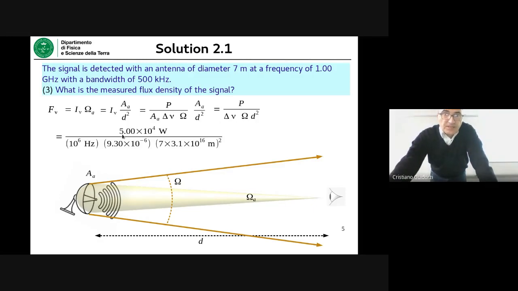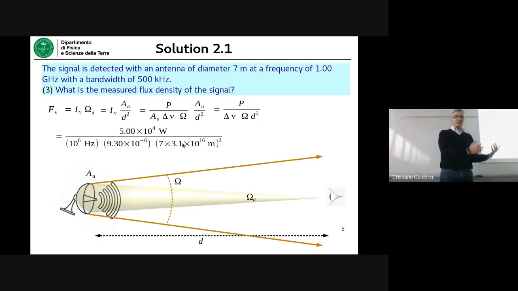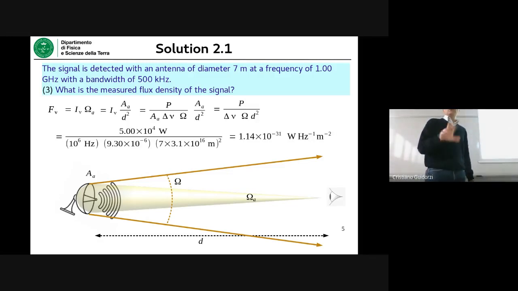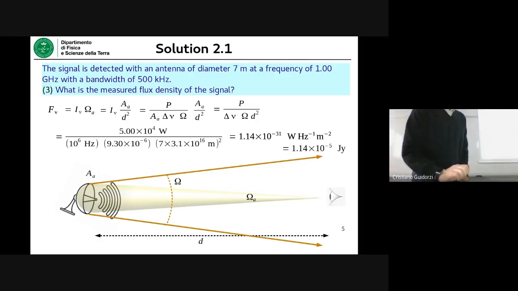We already obtained that the power is 10 to 4 watts over delta nu, as I said, the bandwidth of the emitter. Omega is the solid angle, and d is just the distance, 7 parsec, where 1 parsec, I remind you, is 3.1 10 to 16 meter, or 3.1 10 to 18 centimeter. Here I'm working with international system units, so I just used meter. So something 10 to minus 31 watt per hertz per meter squared. Watt per meter squared is indeed flux, per hertz is a flux density.